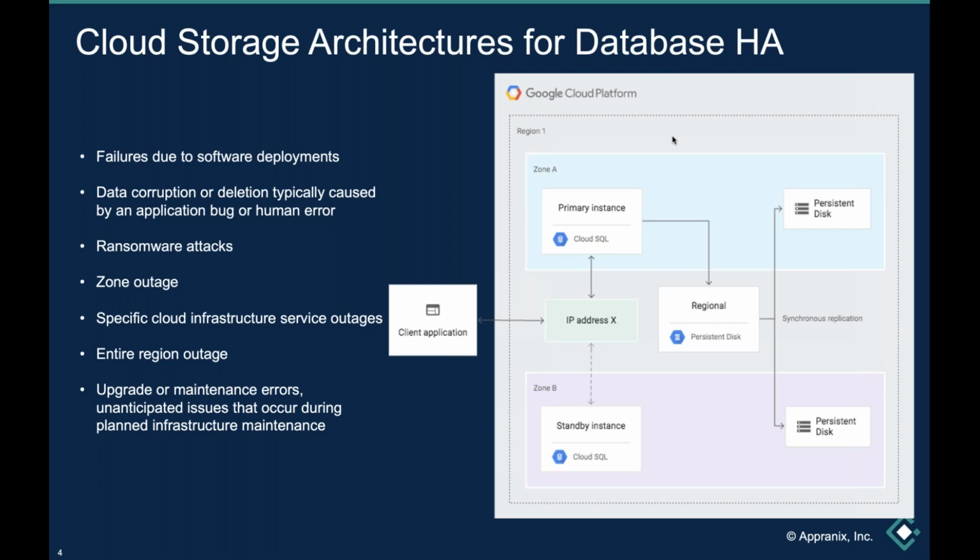Data corruption could happen in the backend or the storage system, maybe because of simple human error. Ransomware attacks happen, they continue to increase. And also zone outages, not necessarily the entire region outages that are very rare, but zone specific outages could happen as well.